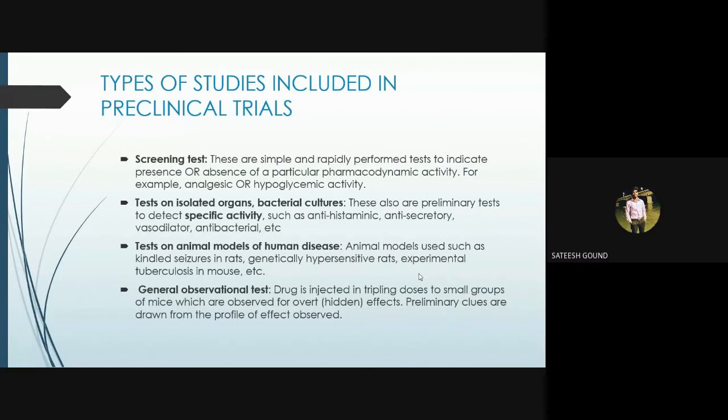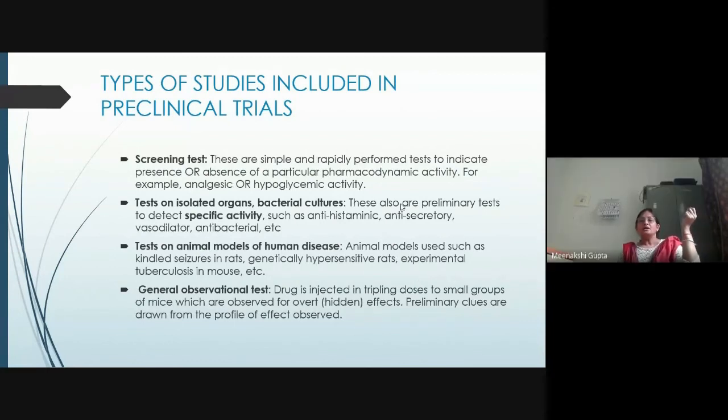Okay. Then the drug is injected in graded doses to a small group of mice, which are observed for the effect, and preliminary clues are drawn from the profile of effects observed. So general observation, these are the different techniques we use just to see what type of effect the drug is showing.